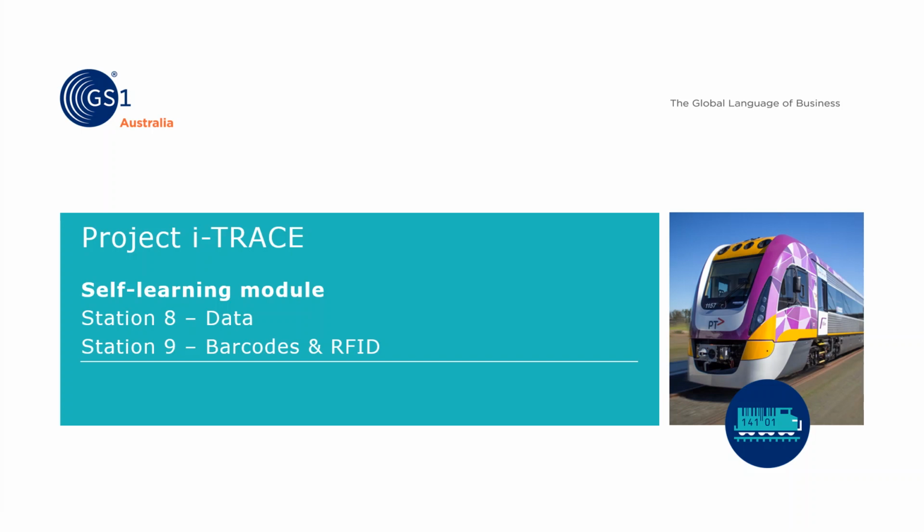Thanks for viewing this self-paced learning module, created to support suppliers with Project iTrace implementation. In this module, you will be taken through stations 8 and 9 of the Project iTrace railroad map, data, and barcodes and RFID. This video steps through the options for capturing GS1 identification keys such as GTIN and GIAI into barcodes and RFID. This will include examples of GTINs and GIAIs, as well as additional data elements, and support suppliers with implementation of Project iTrace.